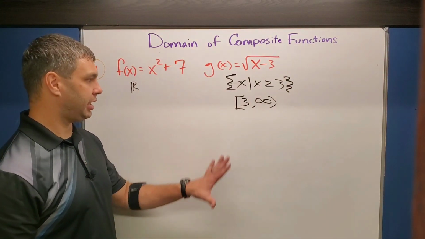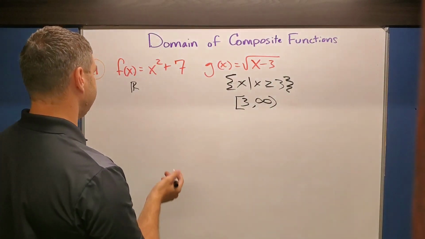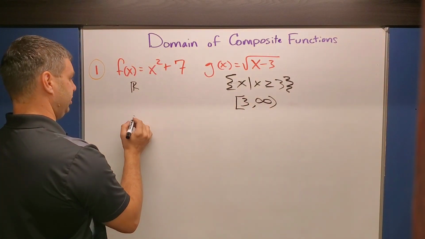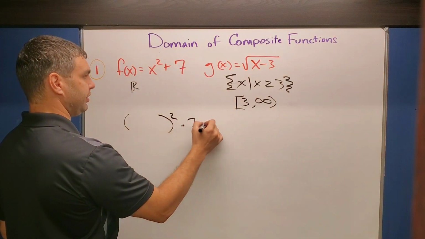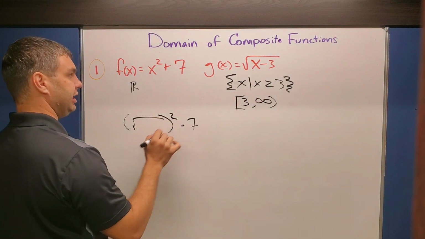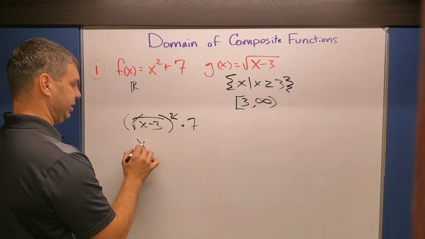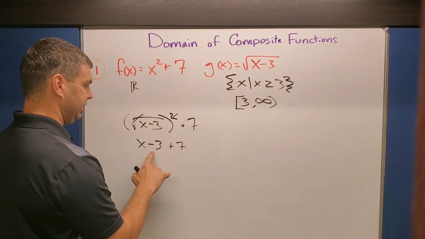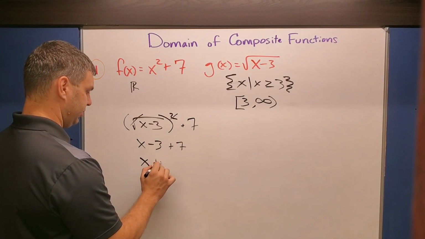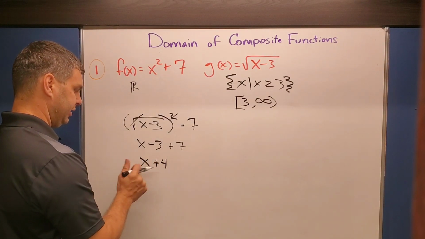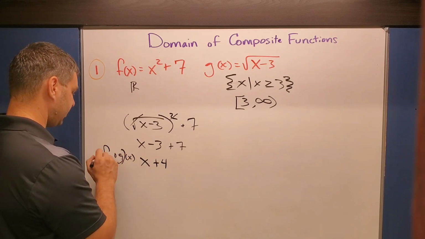Either way, let's find the composition of f of g of x and see how that affects our domain. Instead of x, I'm leaving a space squared plus 7, and in that space, I'm going to put the square root of x minus 3. The square and the square root cancel, leaving me with x minus 3 plus 7. Negative 3 plus 7 is 4, so I have x plus 4, which is what f of g of x looks like.